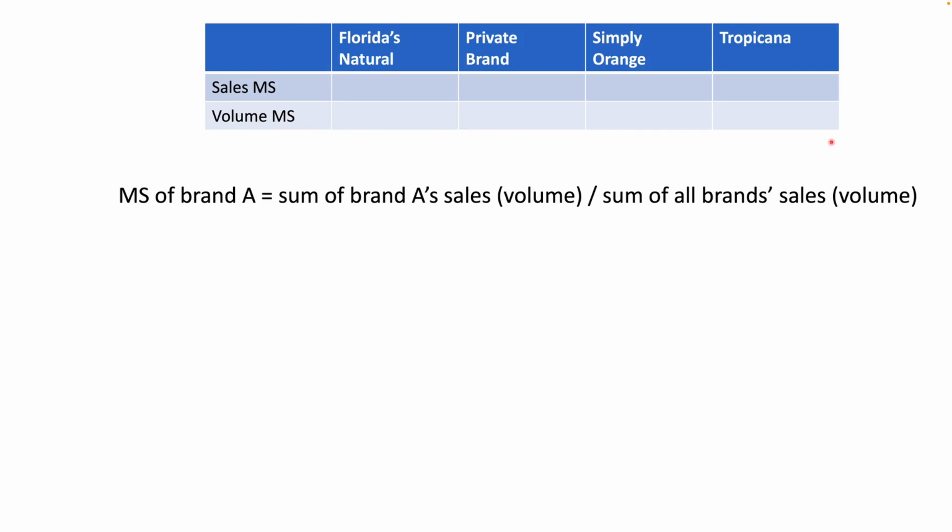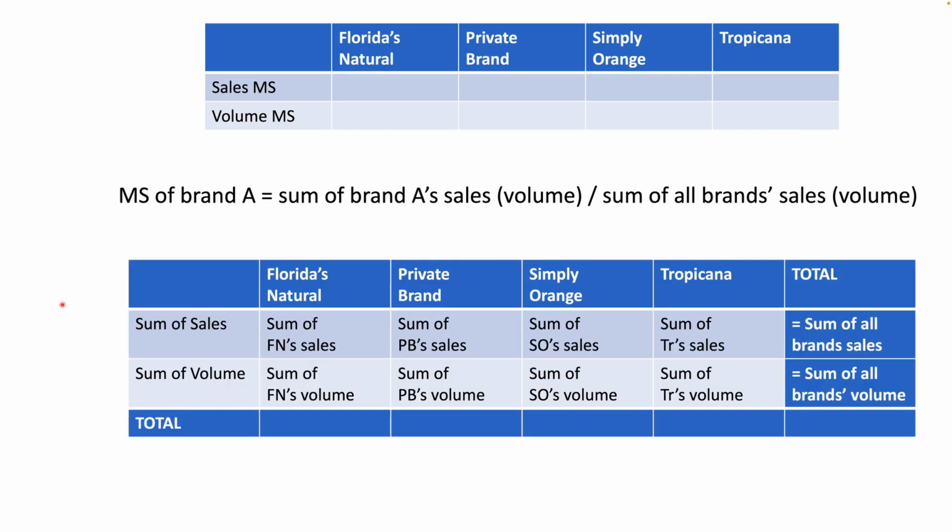To draw this table, we need to think about the equation of market share. Market share of a brand is given by sum of each brand's sales divided by sum of all brand sales. So, we need these 2 numbers. Then, how to compute these 2 numbers in Excel?